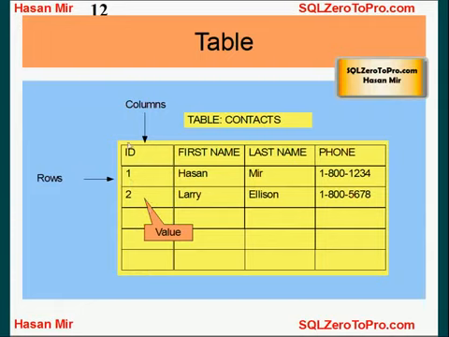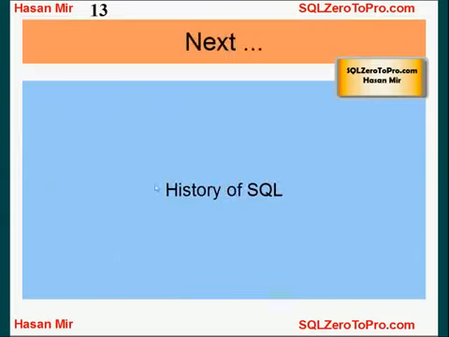Okay, so the intersection of a row and column is a value. So this is a column, this is a row. Okay, so that's how the table looks. The data basically resides in a table, and you write SQL statements to retrieve data, put data back, modify data, and delete data.